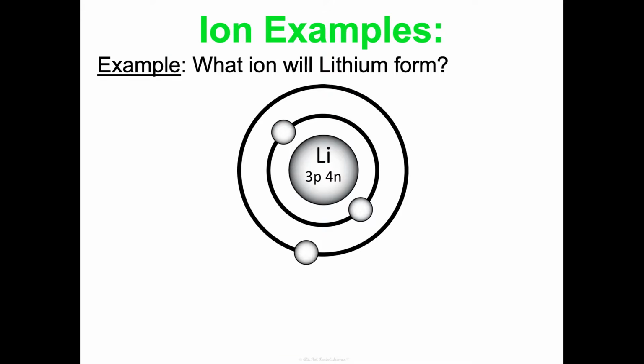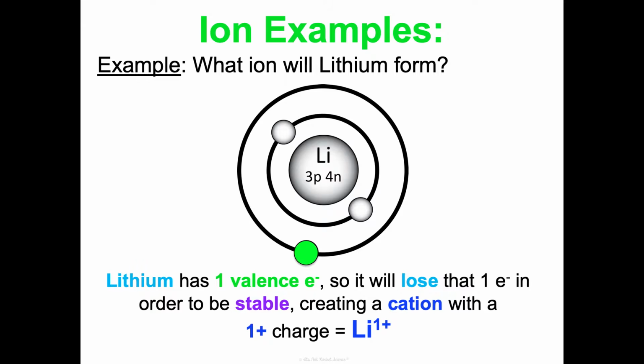So we can predict the type of ion an element will form just by looking at where it's located on the periodic table. So looking at lithium, it's in group 1, it has 1 valence electron. It makes more sense for it to lose that 1 than gain 7. So it's going to lose that 1 to become stable. When it loses an electron, it's getting rid of negative charge. So now it has a positive charge and it becomes a cation. And we would write this as lithium 1+. That would be the notation for the lithium ion.